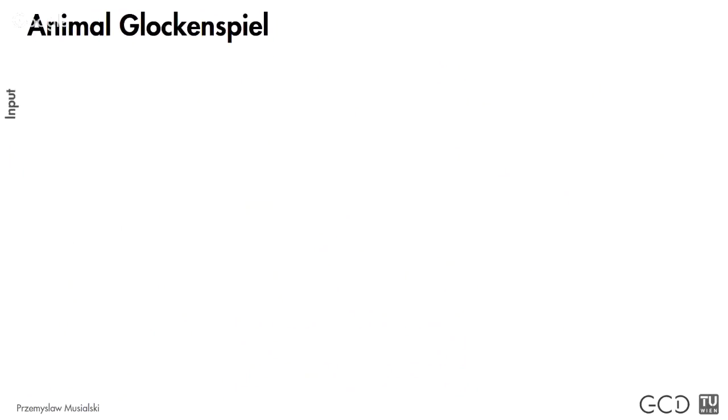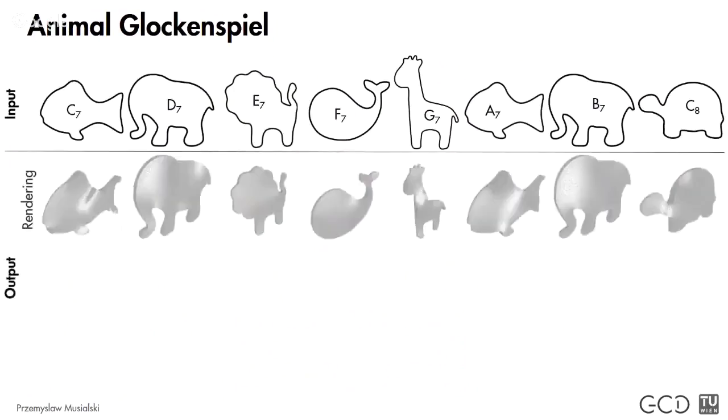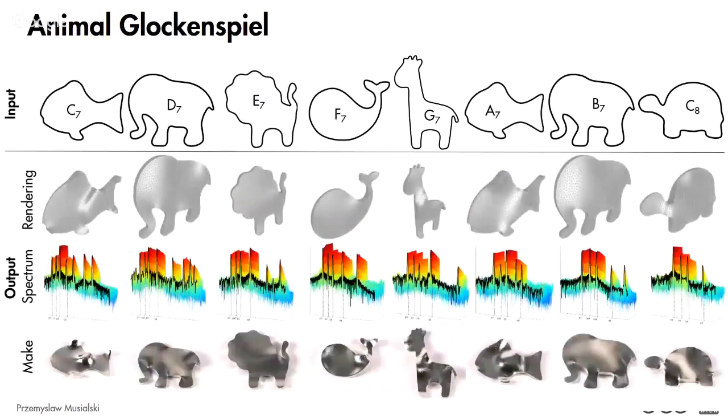So, using this shape optimization pipeline, we have computed, for example, this toy animal Glockenspiel. As input, we just took 2D shapes, these 2D profiles of those animals. We triangulated them, and then we computed this spatially varying thickness for each of these stones in order to achieve a nice spectrum where we optimize for 4 frequencies. So the goal was to find a pitch and 3 overtones.